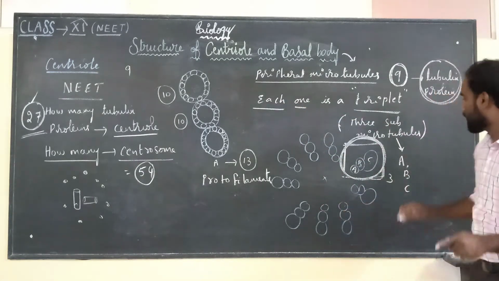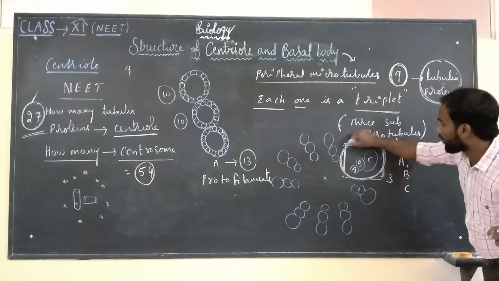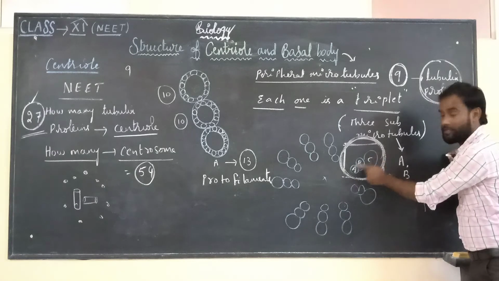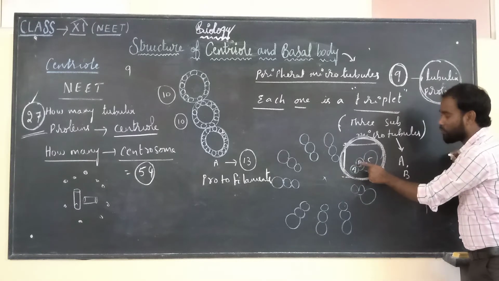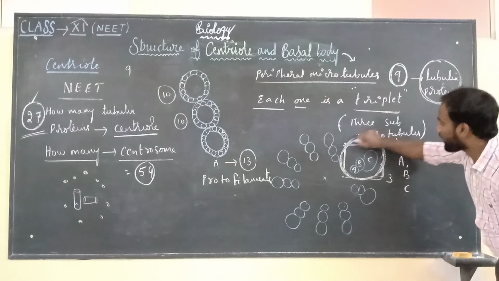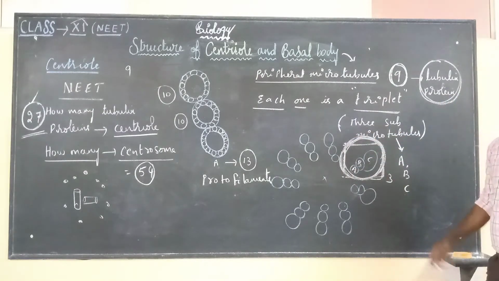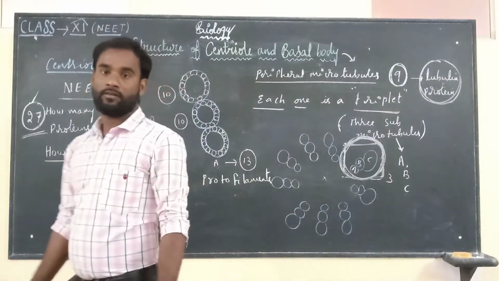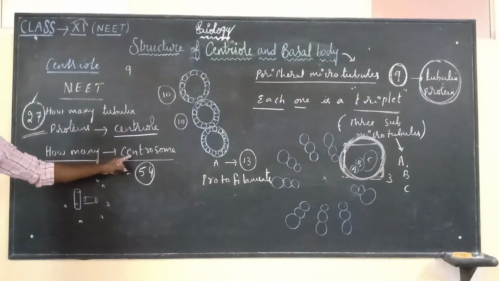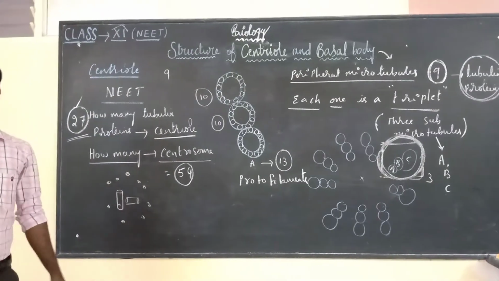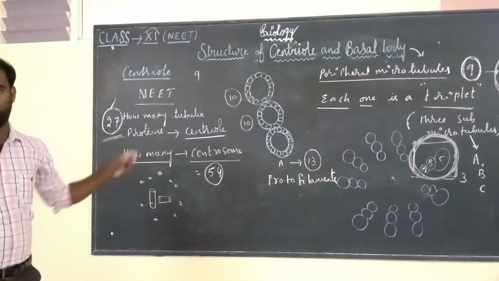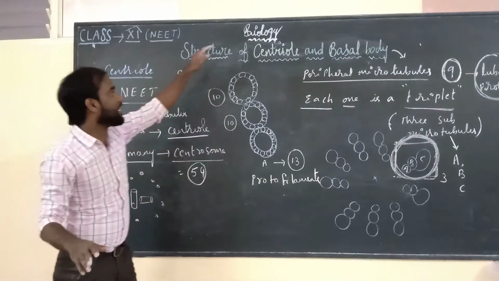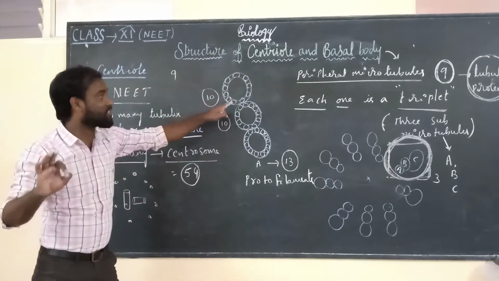Totally, how many tubulin proteins are there in single centriole? 27. How did you get it? Centriole is made up of 9 microtubules. In each microtubule, there are 3 submicrotubules, A, B, C. In each one tubulin. In a single peripheral microtubule, there are 3 tubulin proteins. So, total 9 into 3, 27. And the centrosome has 2 centrioles. So, 27 plus 27, 54. Okay? I think you understood this point. Now, let us study the structure of centriole.